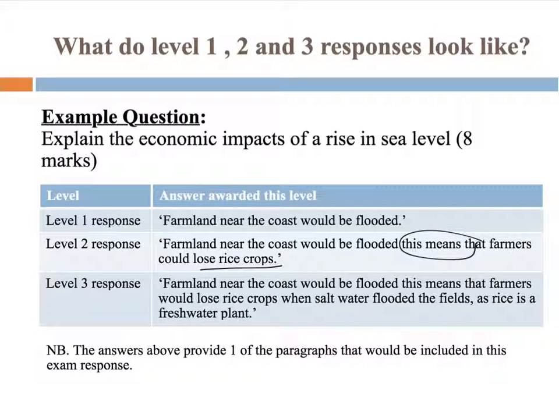A level 3 response: farmland near the coast would be flooded. This means that farmers would lose rice crops when salt water flooded the fields as rice is a freshwater plant. We have developed our answer to fully explain why those rice crops would be destroyed. So that would get a level 3. To get the full 8 marks, another 2 of these paragraphs would be needed, and we'd need to mention a location.